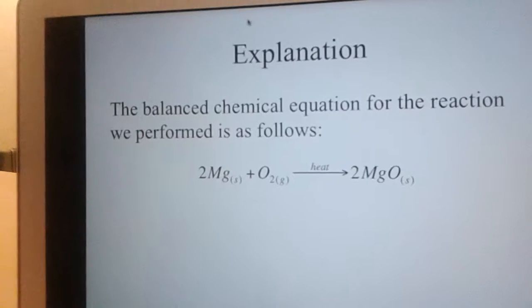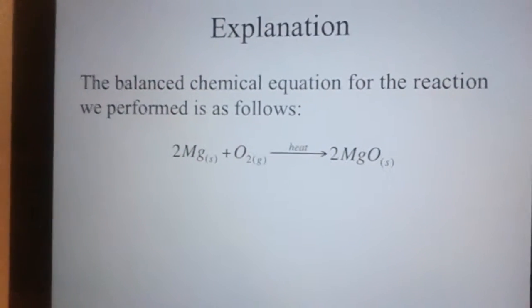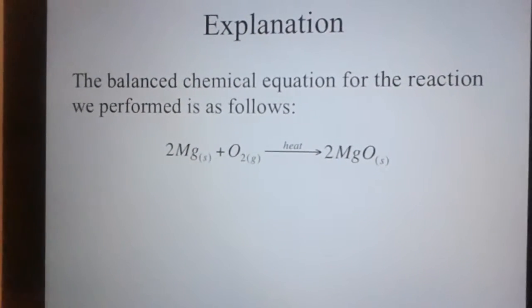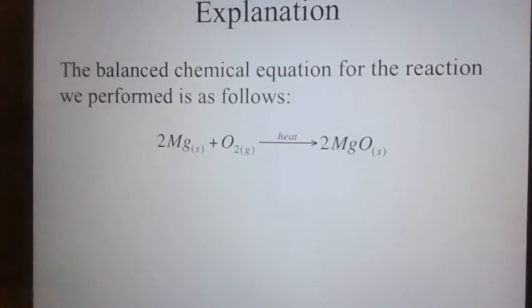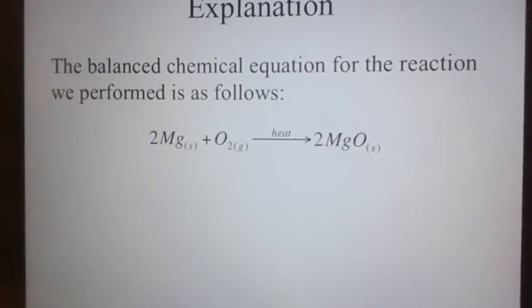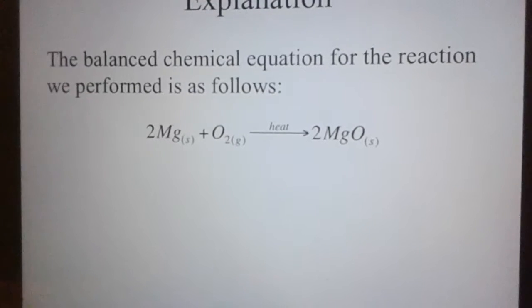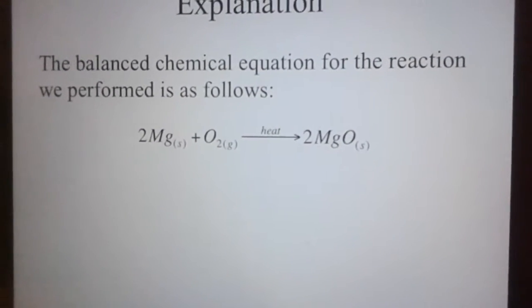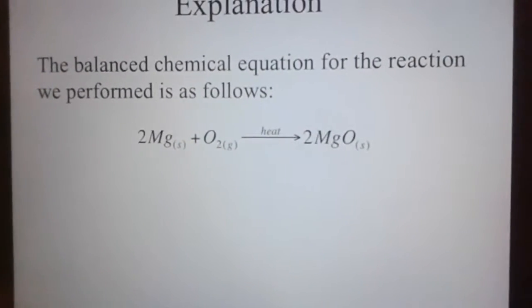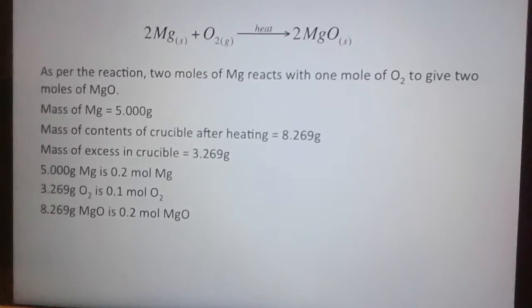What happened in our specific experiment today is that we took magnesium, applied heat, and with heat the magnesium reacted with the oxygen in the air to form magnesium oxide. How can we tell that this is exactly what happened?